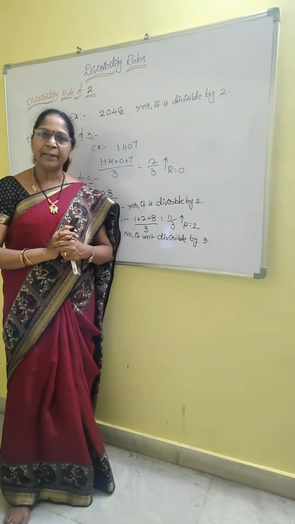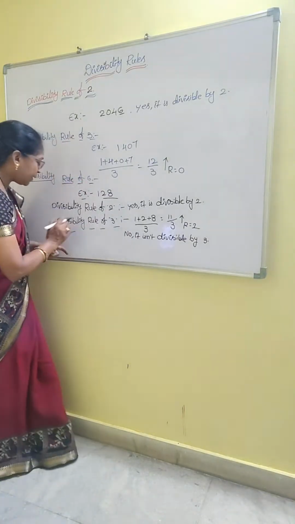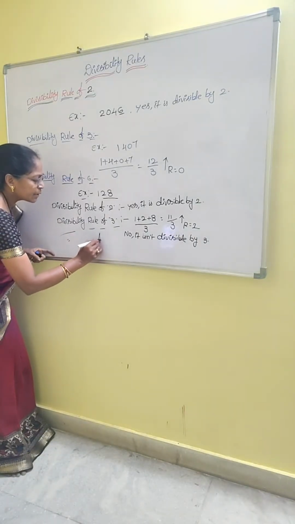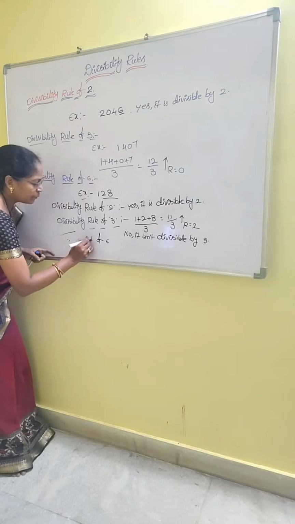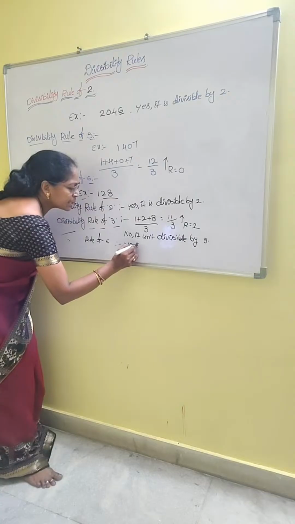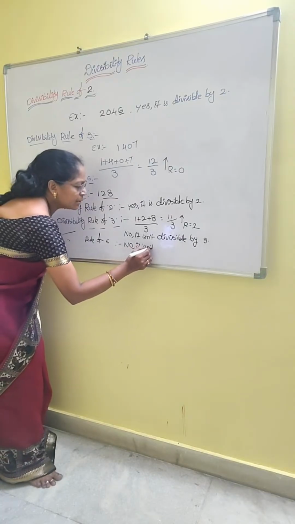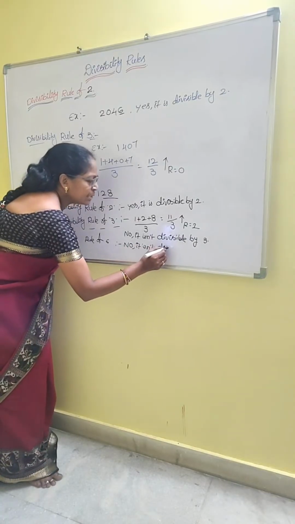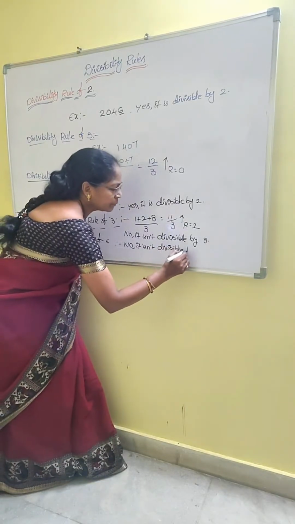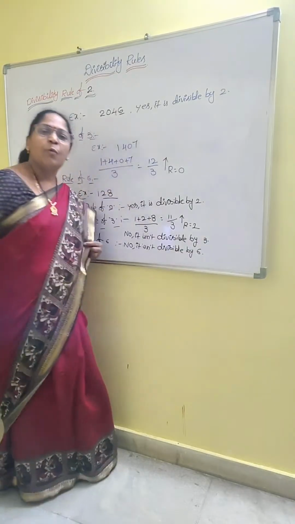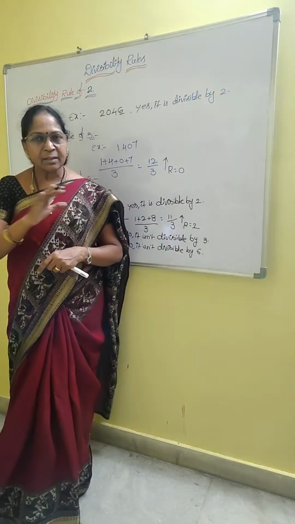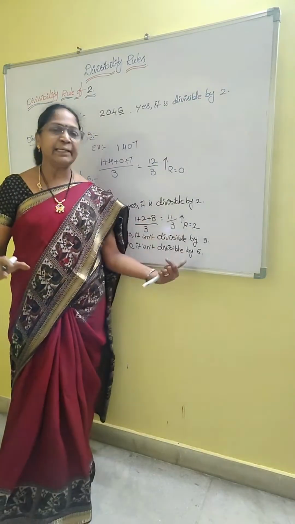Is it clarified? Now, what you have to write here for the divisibility rule of 6: No, it is not divisible by 6. Why? Because the given number is divisible by 2, but it is not divisible by 3. That is the reason.